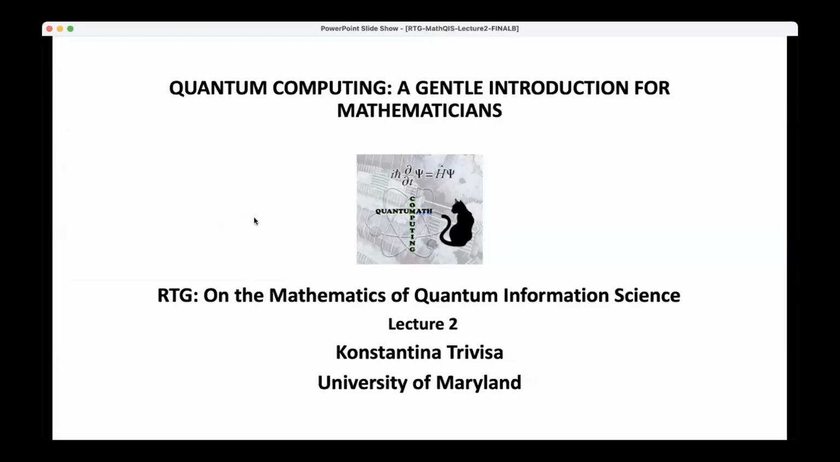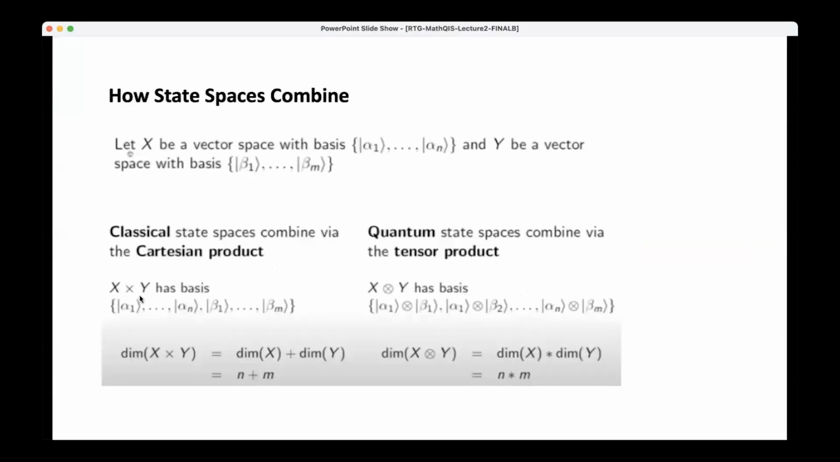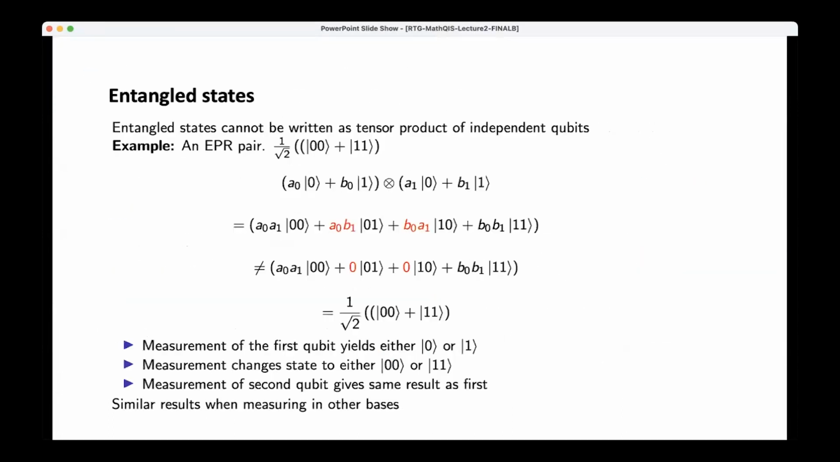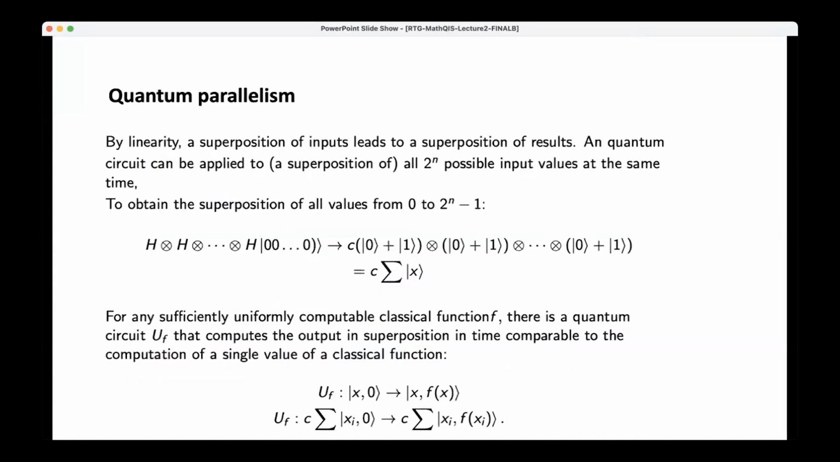So I want to bring this to, we have only 5 minutes, but I just want to show you these 2 slides in order to introduce the concepts that I'm going to discuss in the next semester. One is the concept of quantum parallelism. What I'm saying here is that by linearity, a superposition of inputs yields a superposition of results.